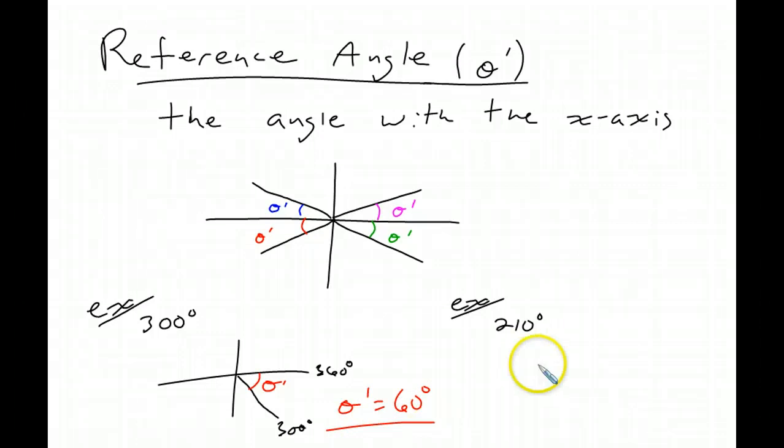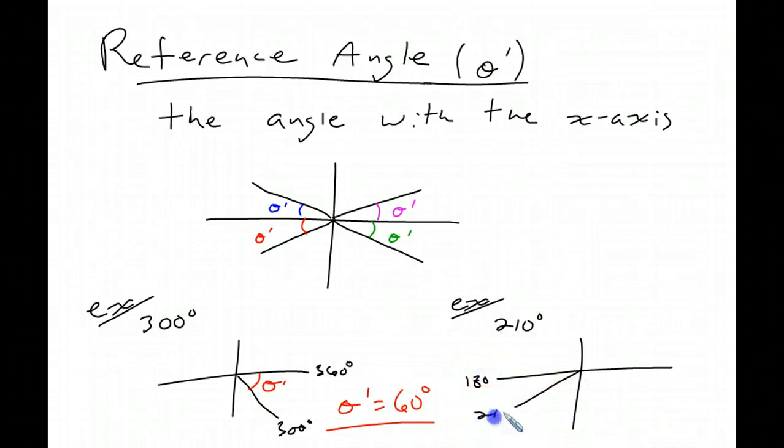Again, for 210 degrees, a little bit different, but this one is bigger than 180, so it's somewhere in here, and it's less than 270. So I have 180, and I have 210. So the reference angle, again, is to the x-axis. The difference between here is going to be 30 degrees, so our reference angle is just going to be 30 degrees.